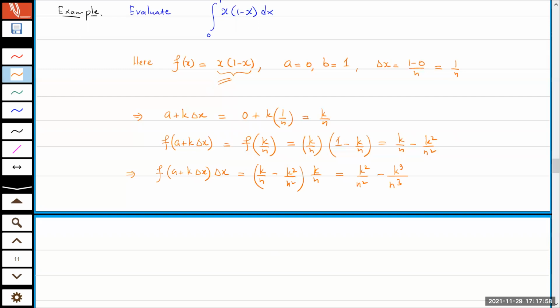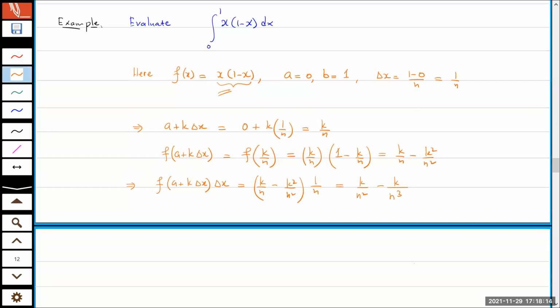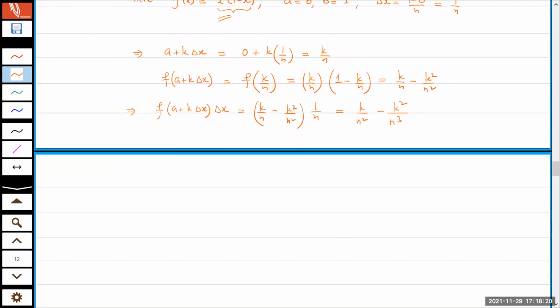Wait. No, my delta x is not k over n. Yes, my delta x is not k over n. It's 1 over n. So this is k over n squared minus k squared over n cubed. Thank you. Good. Now we apply the summation.